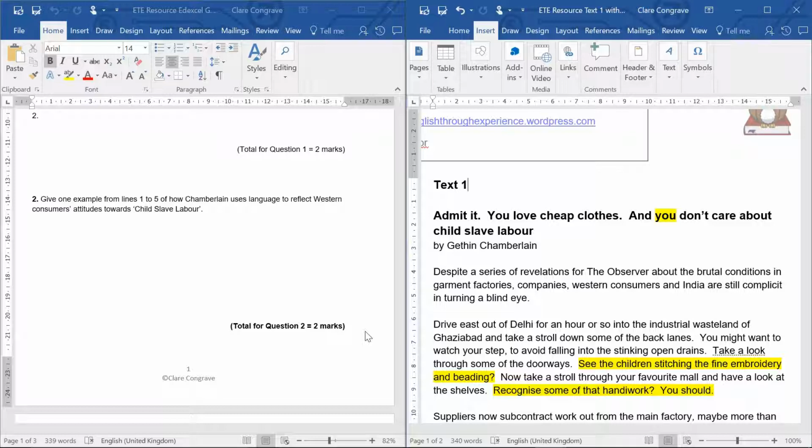Okay, you might want to have a look, see if you can find anything else and write it down. You've got the text in the description box below as well.